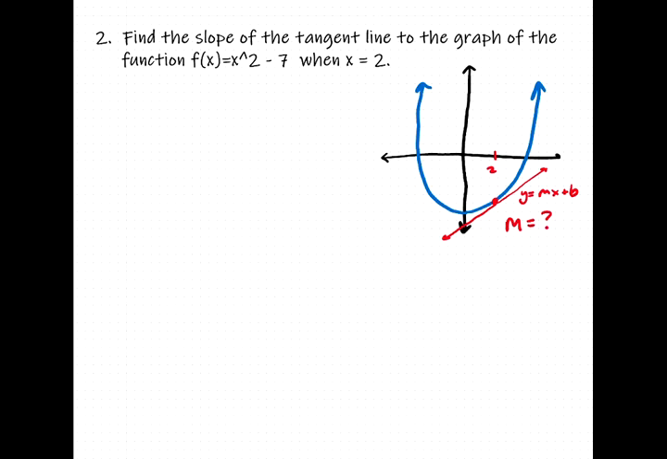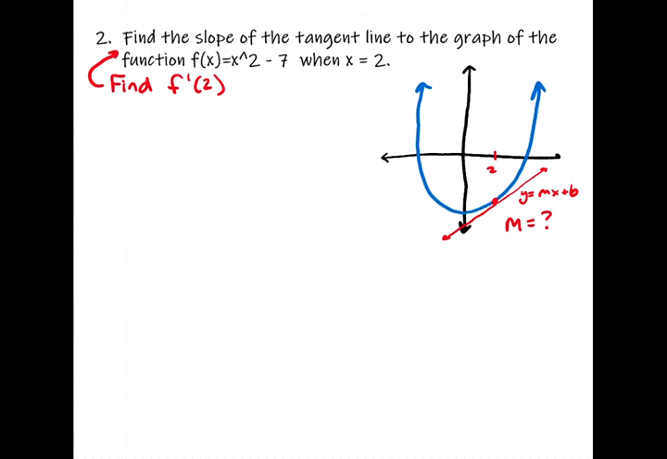Now, earlier we discussed that the slope of the tangent line is given by the derivative. The derivative is the function that tells you the slope of any tangent line once you specify an x value. So another way of expressing this problem: find the slope of the tangent line to this function when x is equal to 2. Another way of saying this is find f prime of 2. Okay, so that's what the question is asking us to do. Find the derivative and plug in 2. That will give us the slope of the tangent line to the graph of the function when x is equal to 2.